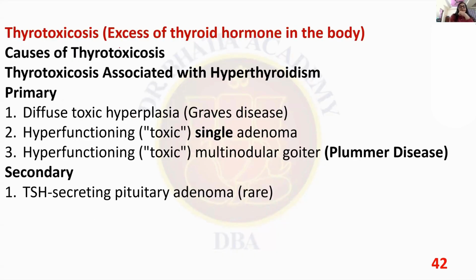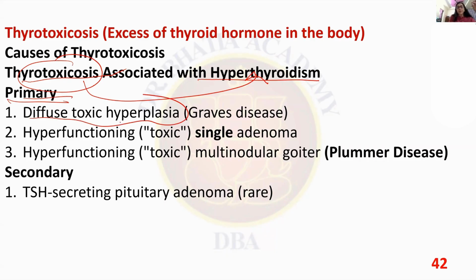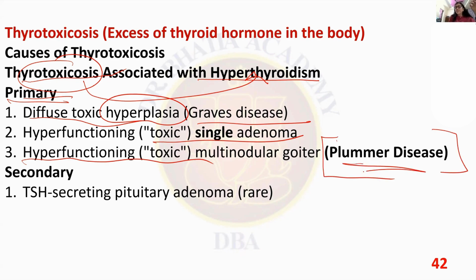Coming to thyrotoxicosis, we just read excess thyroid hormones. Thyrotoxicosis associated with hyperthyroidism, now this is interesting. We are talking of thyrotoxicosis because of hyperthyroidism. That is primary, caused by diffuse toxic hyperplasia, that is Graves, toxic single nodule, or multinodular goiter. This condition is also known as Plummer disease. So you have to remember the name. It can come as an MCQ. Plummer disease is toxic MNG.